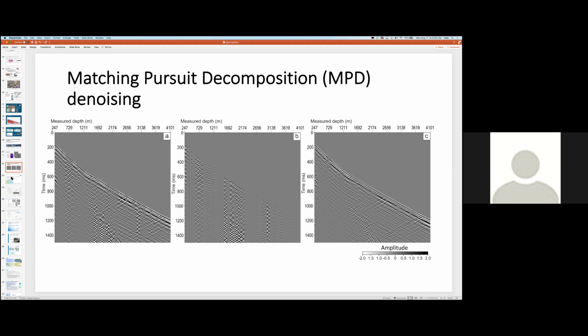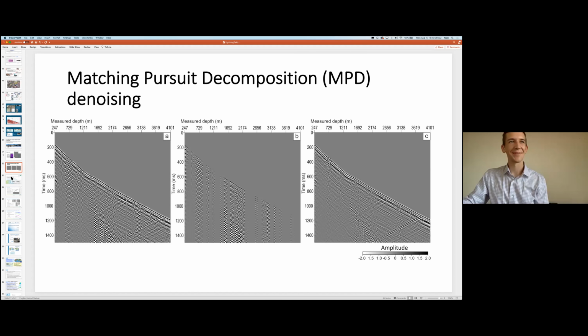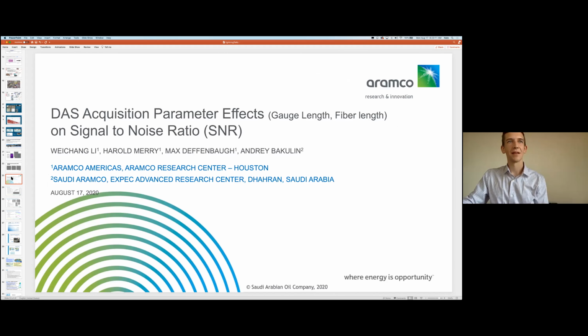And then, on panel C, it looks really good.